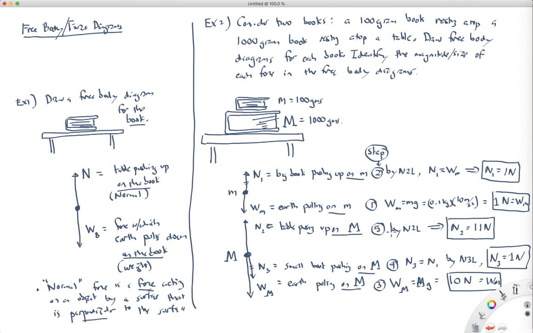Okay, there, we have completely figured out all of the forces acting on these two books. We've drawn free body diagrams, and we've used Newton's second law and Newton's third law and the relationship between mass and weight to solve for all of the forces. And we will stop there.